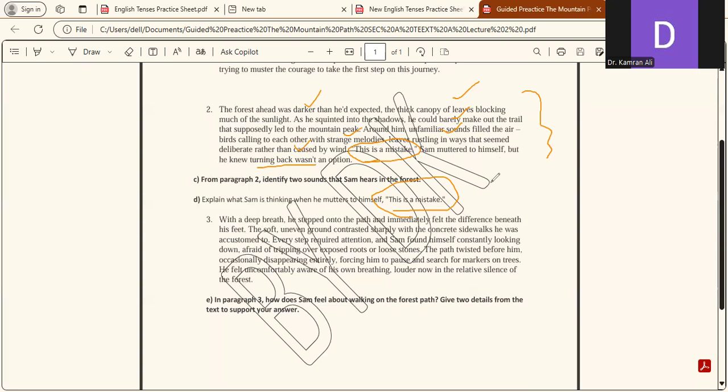So all these clues you have to get in this way. Okay, now let's go ahead. Let me remove the marking, please, here.